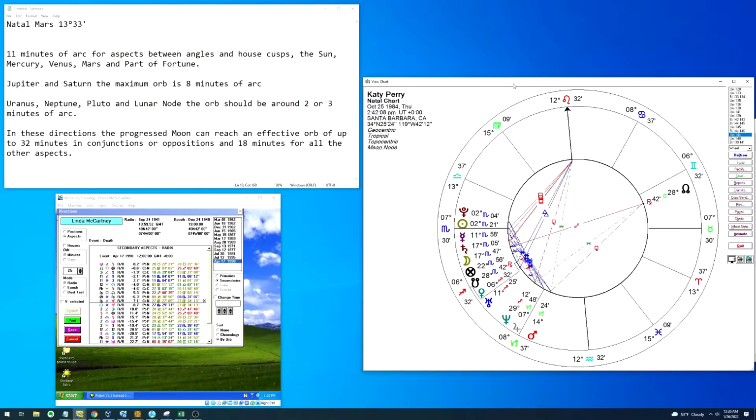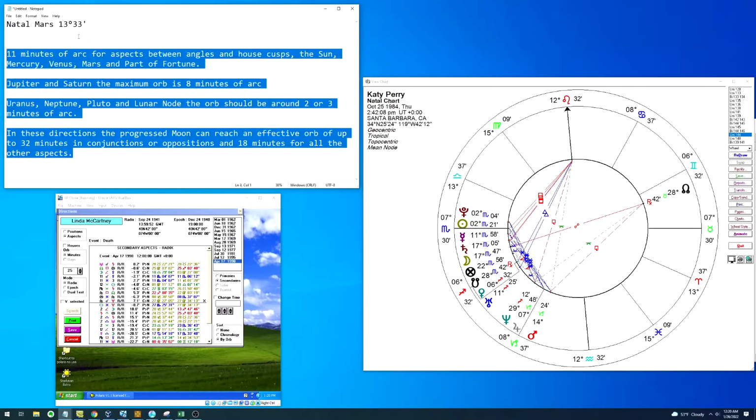Now the first mistake people make is that they use a 1-degree orb. The orb is not 1 degree, and I'll just demonstrate it shortly if you would just bear with me a bit.